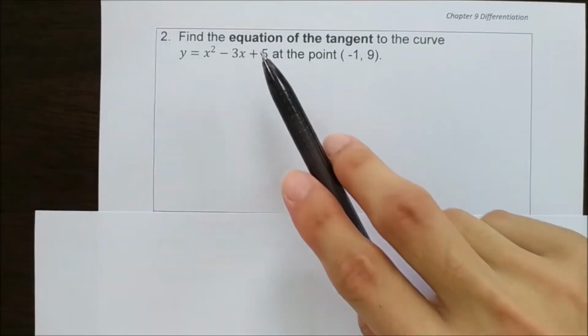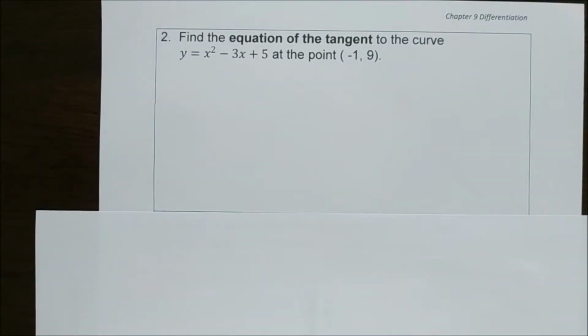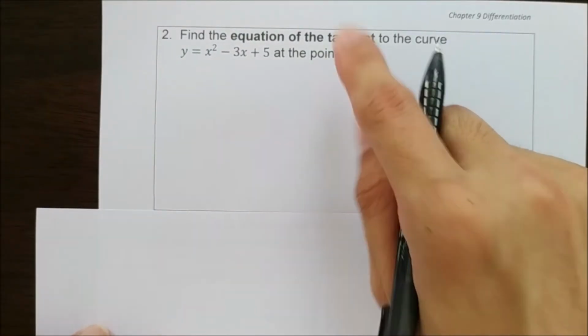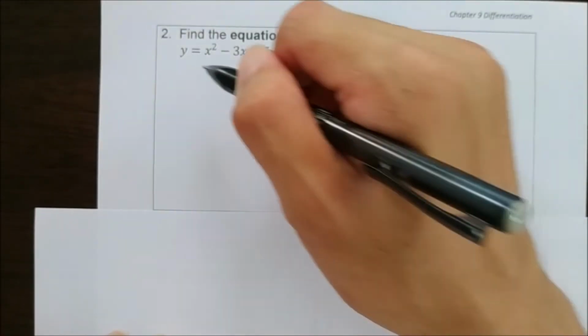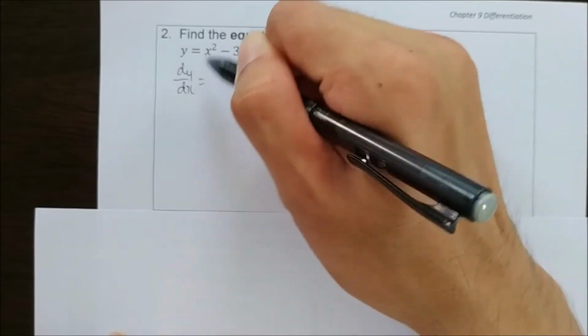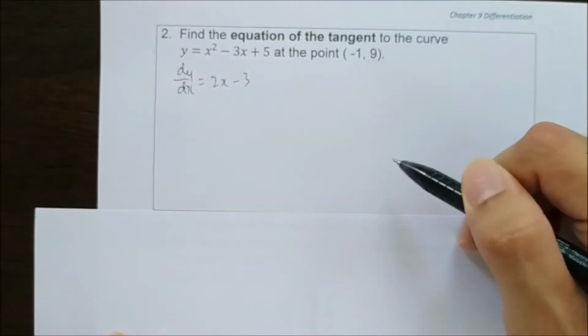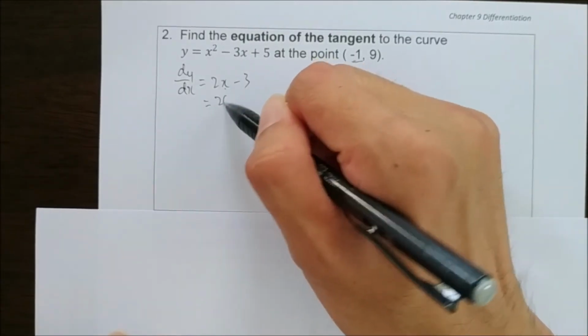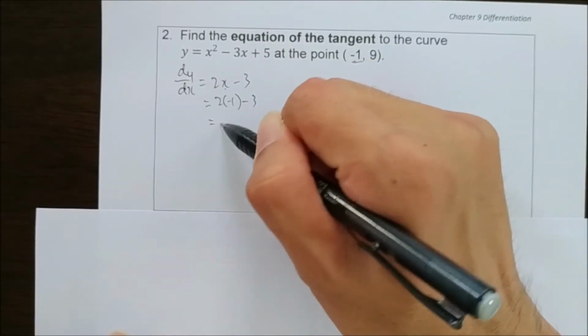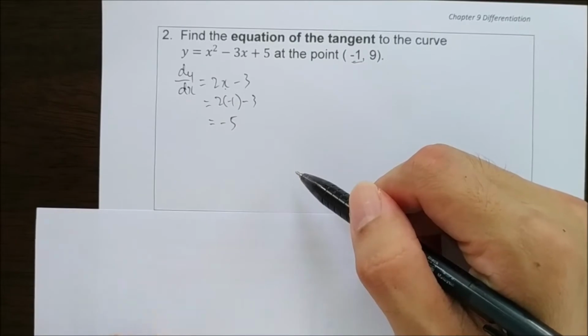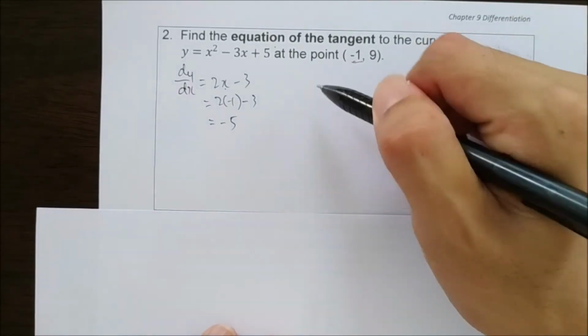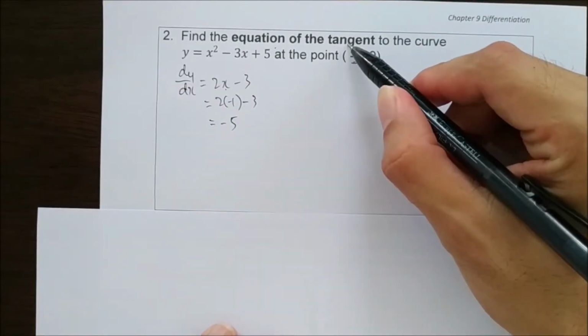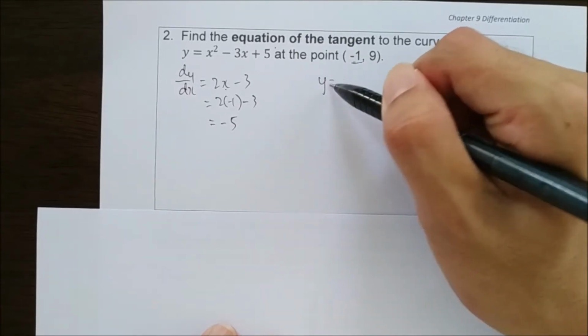So now we are looking for the equation. To find the equation, the first thing is to find the gradient of the tangent. So to find the gradient of the tangent, we are looking for dy/dx, which equals 2x minus 3. At this point, the x value is -1, so 2 times -1 minus 3 is -5.